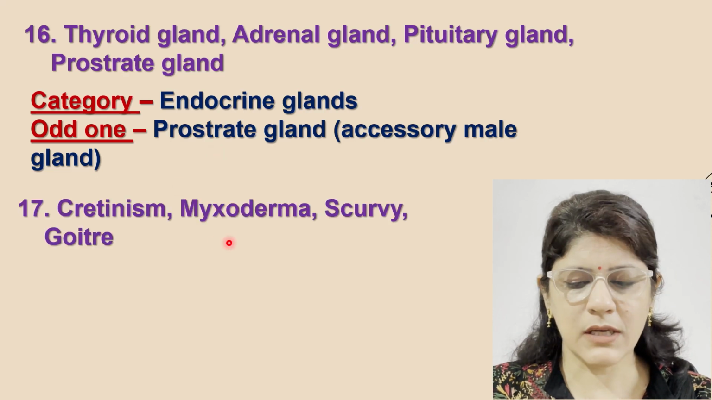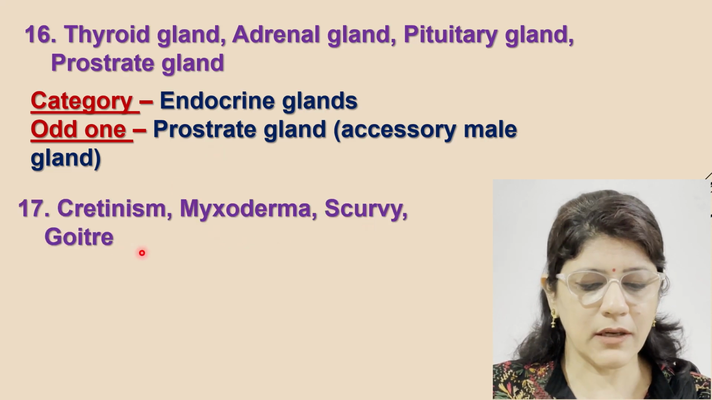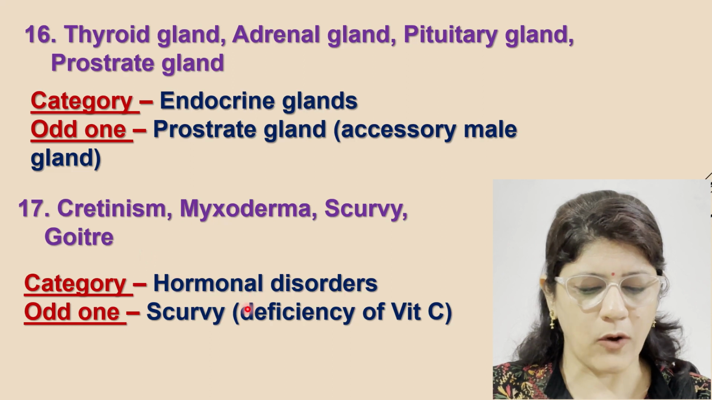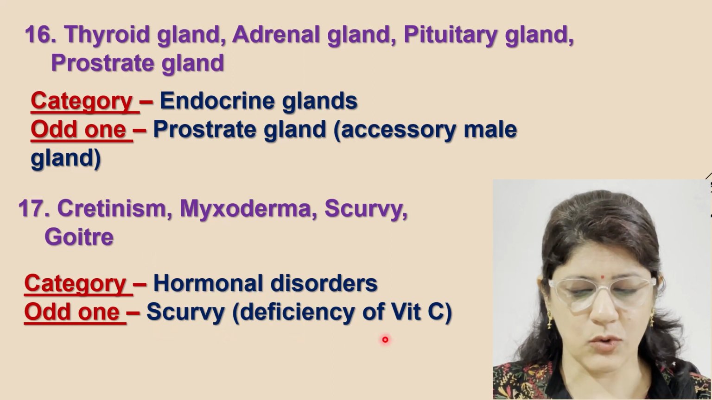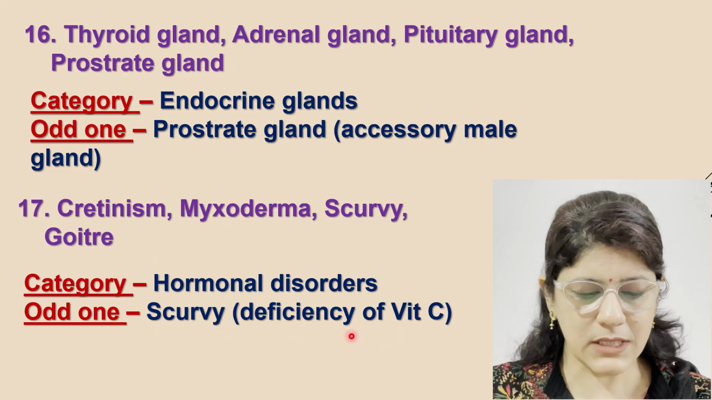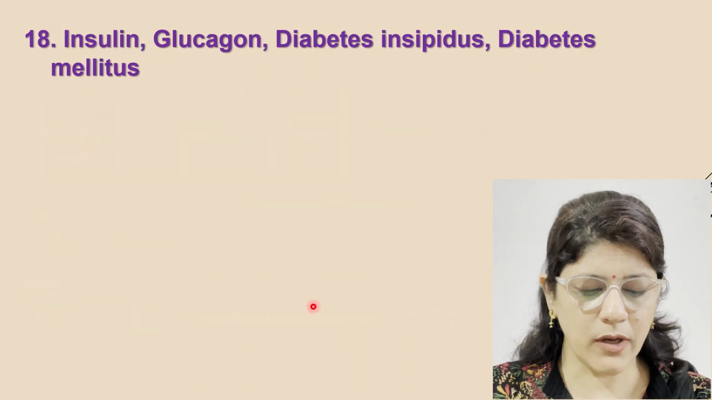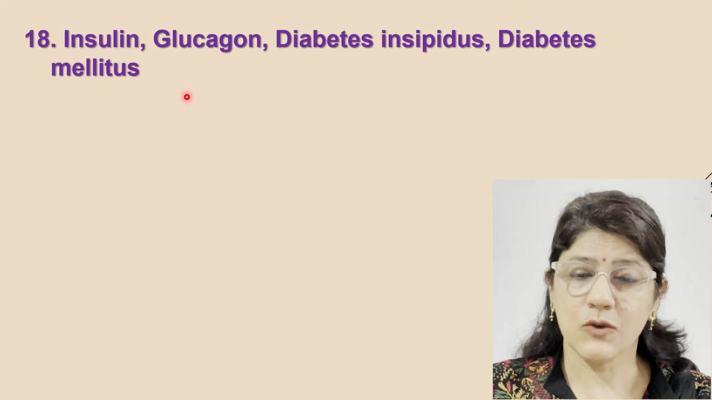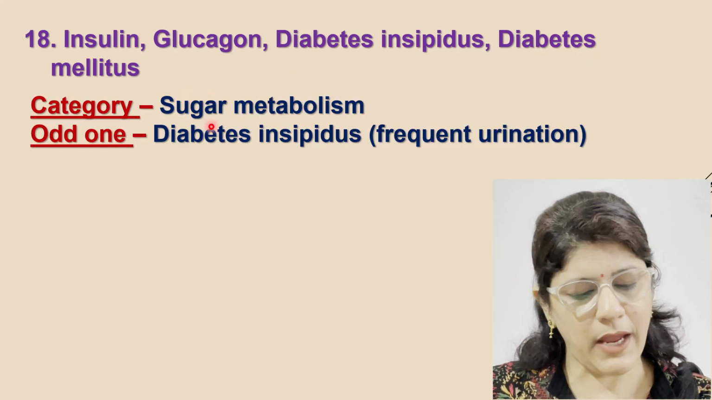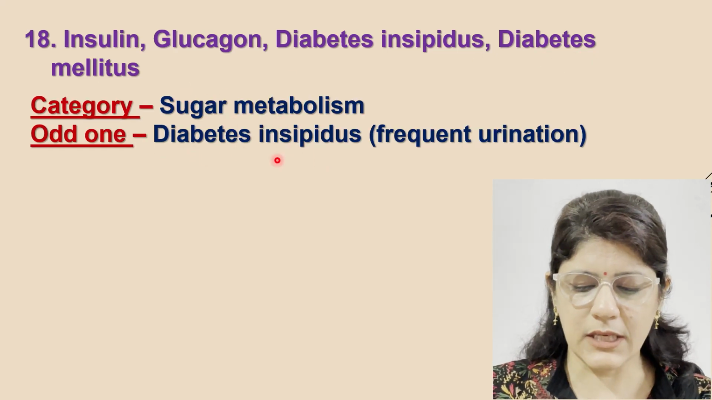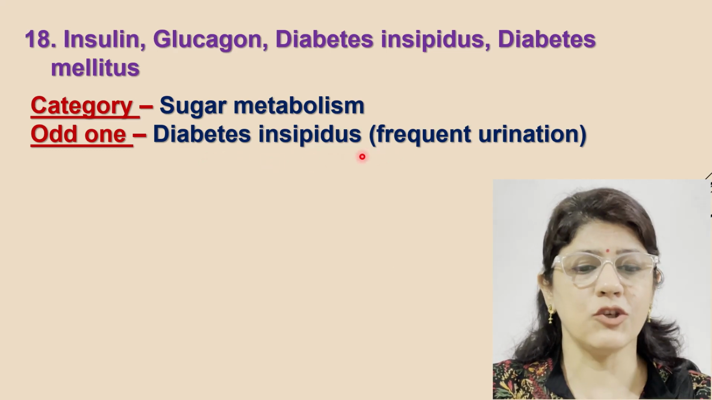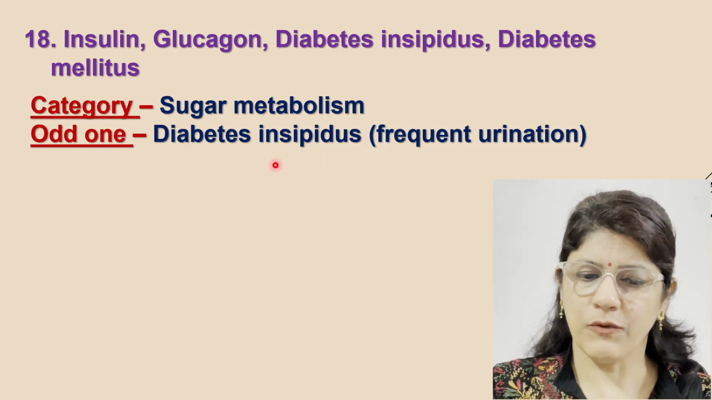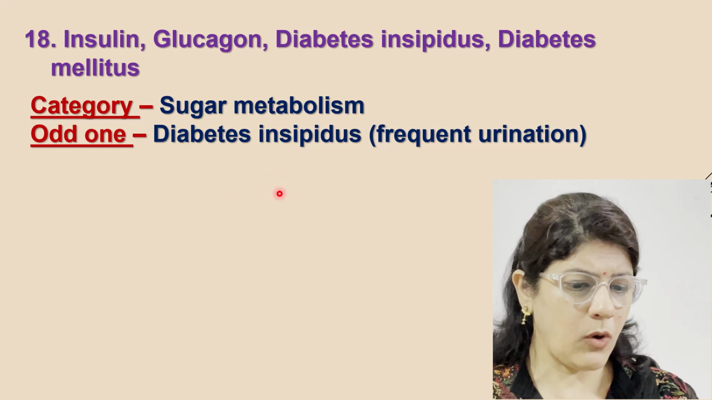Cretinism, myxedema, scurvy, goiter. Category is hormonal disorders and odd one is scurvy because it is due to the deficiency of vitamin C. Next is insulin, glucagon, diabetes insipidus, diabetes mellitus. So category is sugar metabolism and odd one is diabetes insipidus. It means frequent urination is there. So with this odd one out terms are also over.